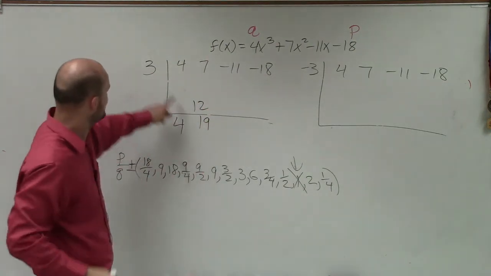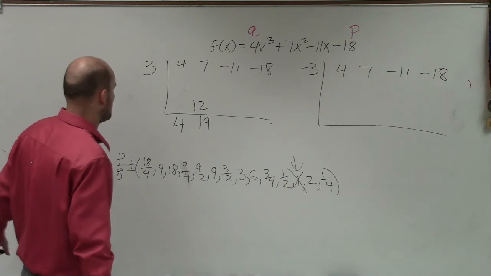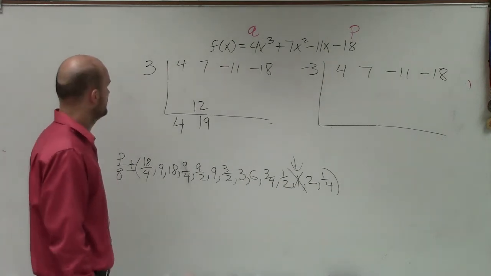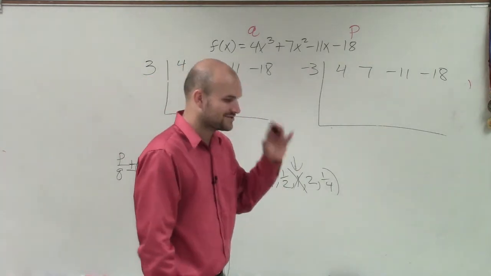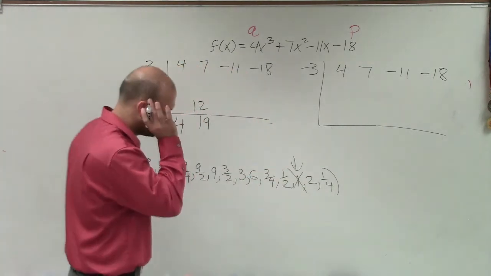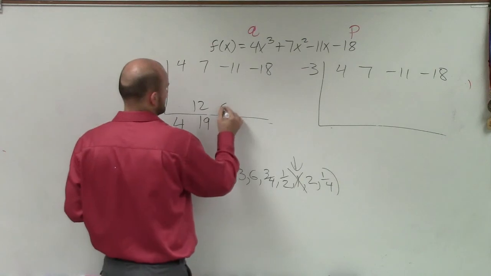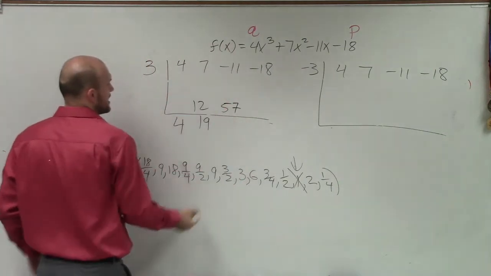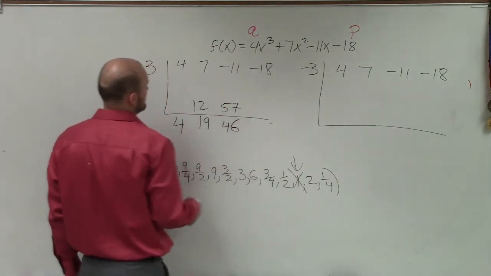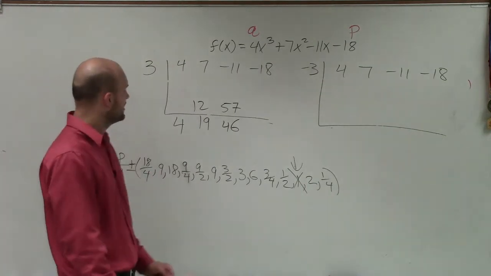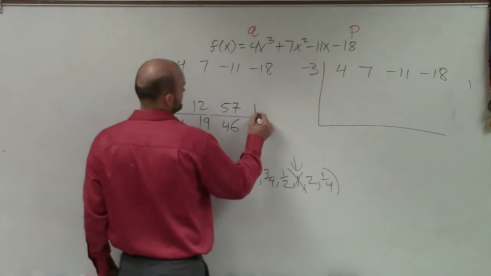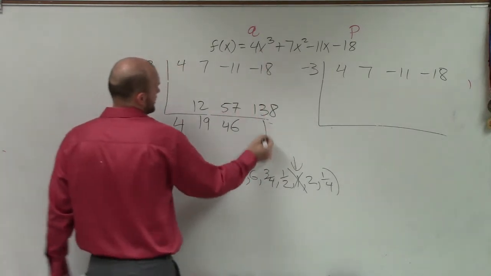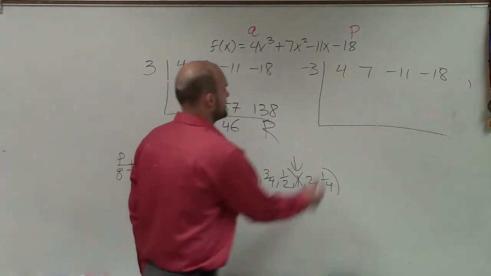19 times 3, that's going to be 19. No, that's going to be 19. I'm losing my mind. It's going to be 38, which will be 57. Yes? Maybe? So that will be 46. 46, that's going to be 92, which would be 138. Either way, I know I'm going to have a remainder. Let's do negative 3.